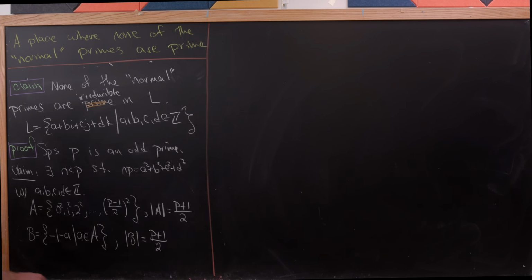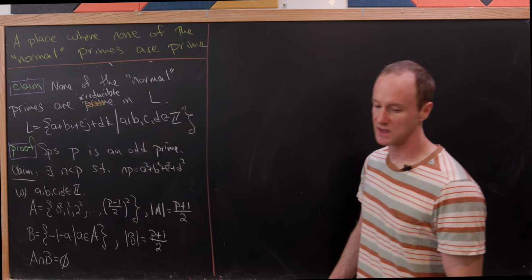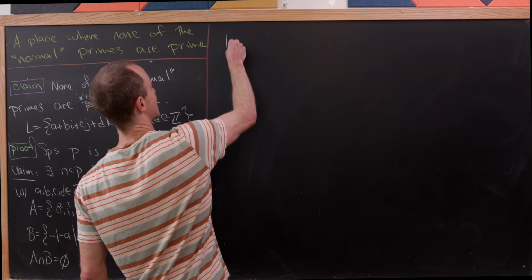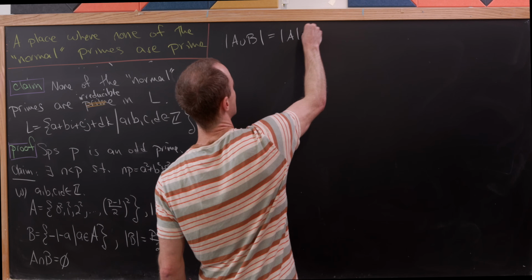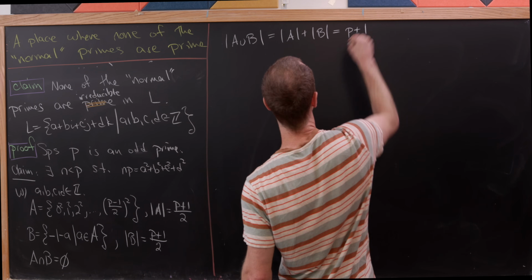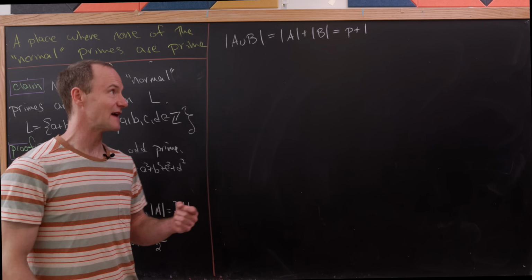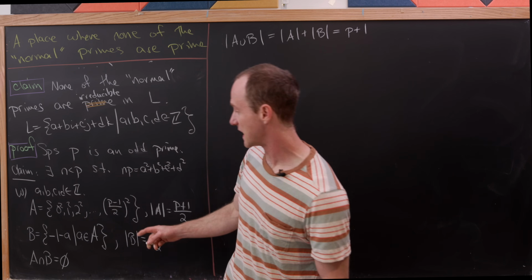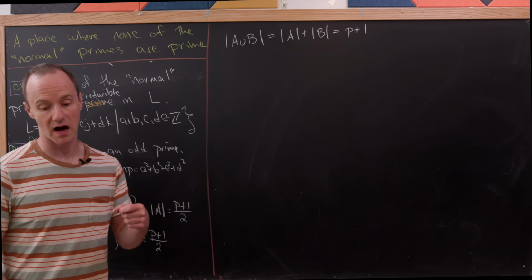Now I want to make an observation, and that is that A intersect B is empty. I think it's pretty clear that these 2 sets don't share any elements. Since the intersection is empty, the number of elements in A union B is simply equal to the number of elements in A plus the number of elements in B. If you add those 2 things up, you get p plus 1. But p plus 1 is bigger than p, so by the pigeonhole principle, we should be able to find an element of A and an element of B that are congruent mod p.